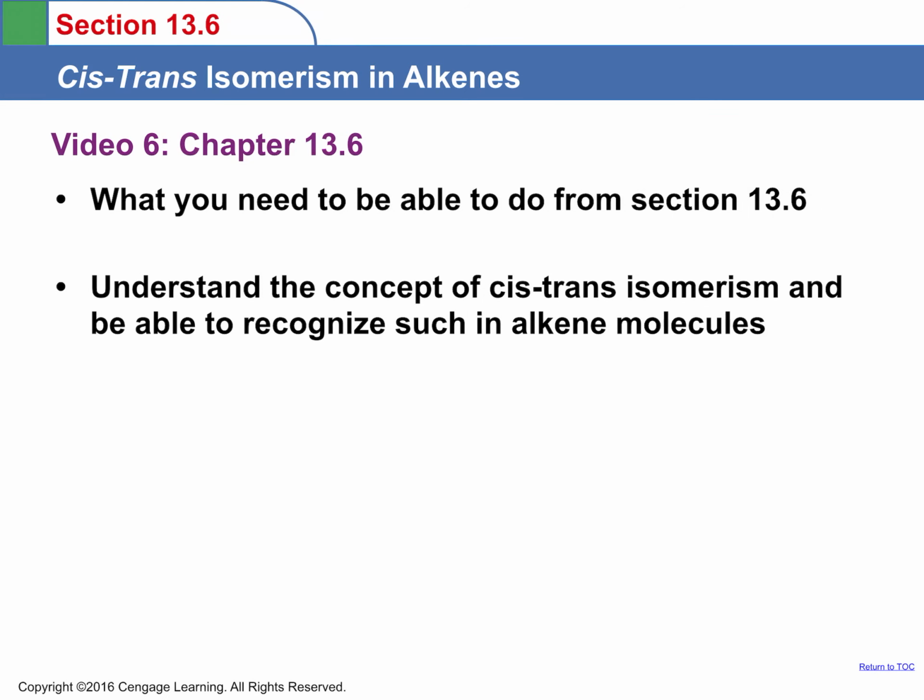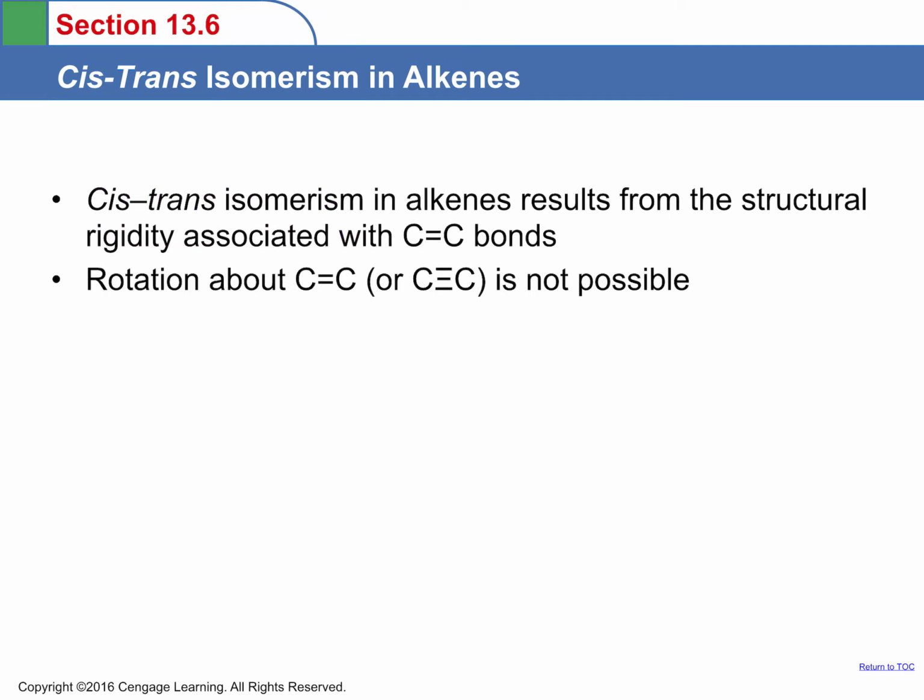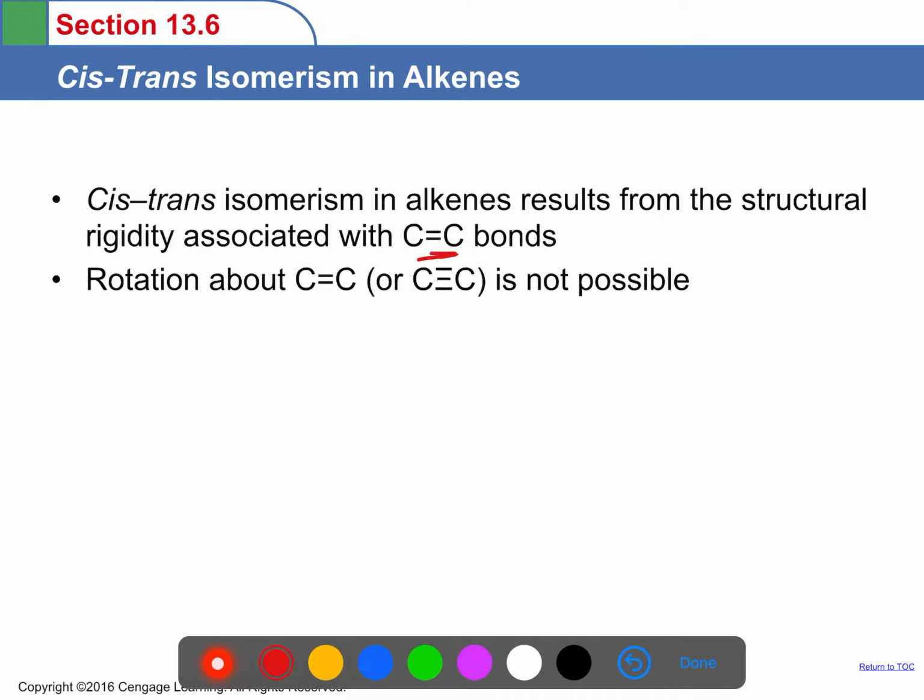In this video, we're going to talk about another type of isomers that are specific to double bonds, and this is cis and trans isomerism. We're going to be able to recognize the difference and also talk about how to include it in your names. So cis and trans happens because our double bonds do not rotate.